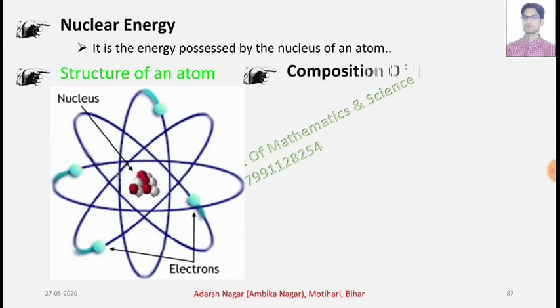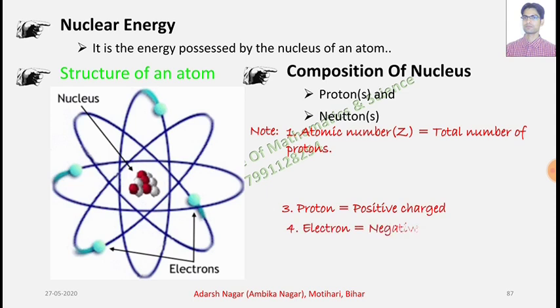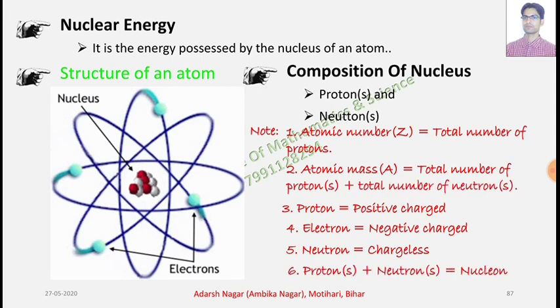Now, what is the composition of the nucleus? I have already told you that it is protons and neutrons. Protons are positively charged particles, neutrons are chargeless particles, and electrons are negatively charged particles. Okay.